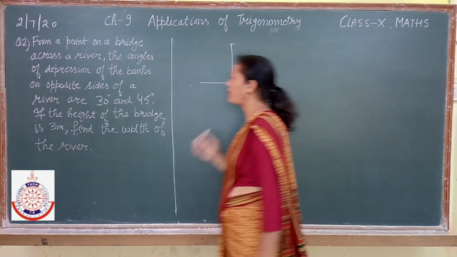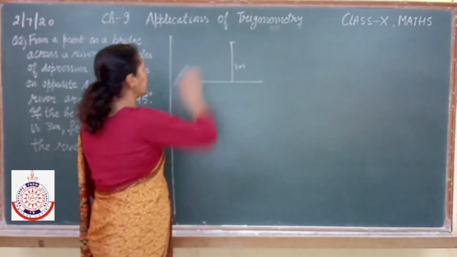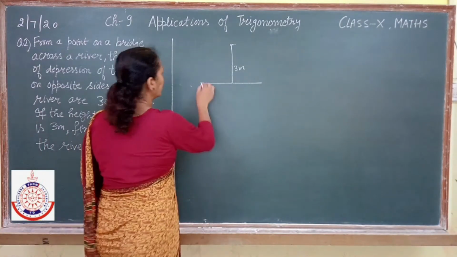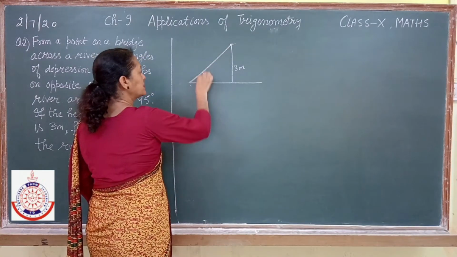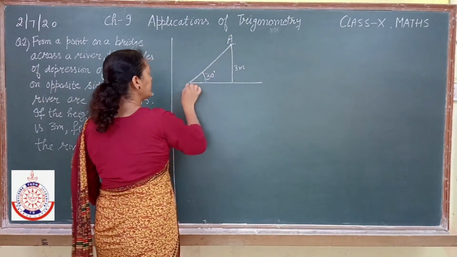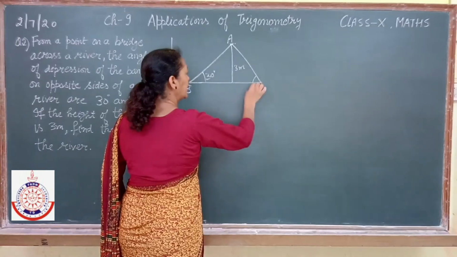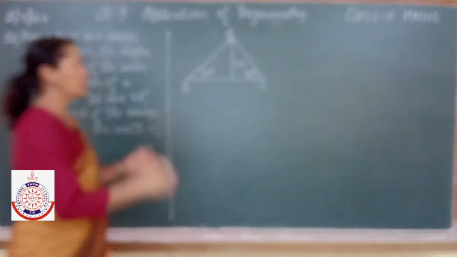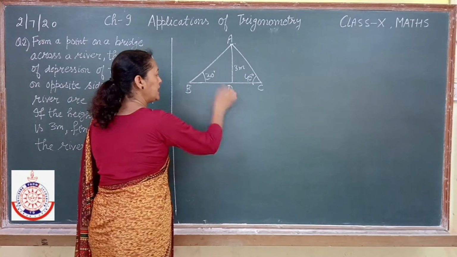If from the top of the bridge, a person is looking on opposite sides of the river, angles are 30 degree and 45 degree. Suppose when seen on this side, angle is 30 degree, and when seen on this side, angle is 45 degree. Let the width of the river be BC and the height of the bridge be A.